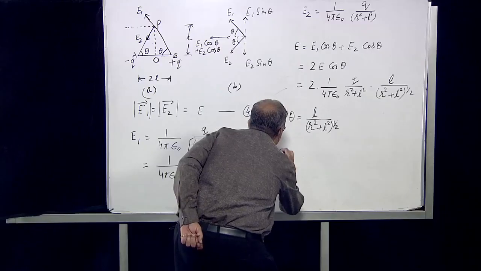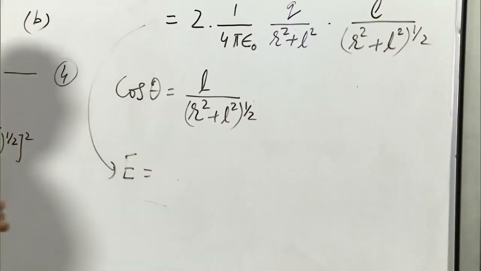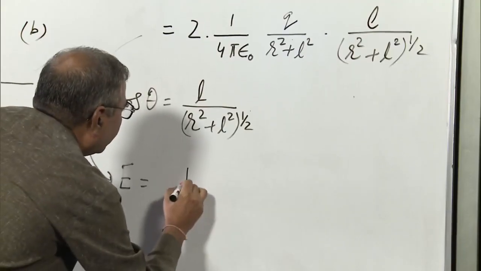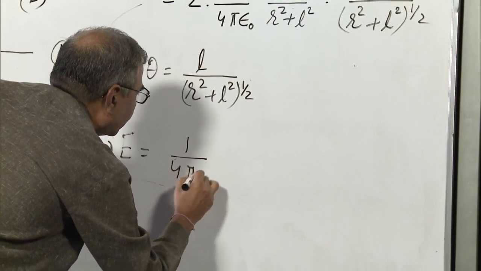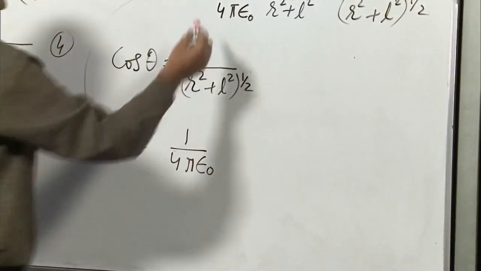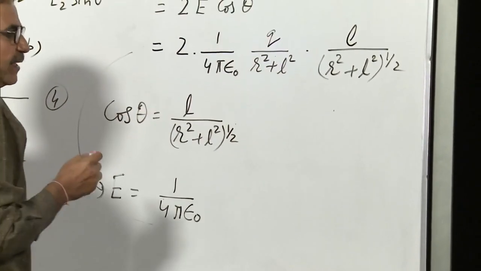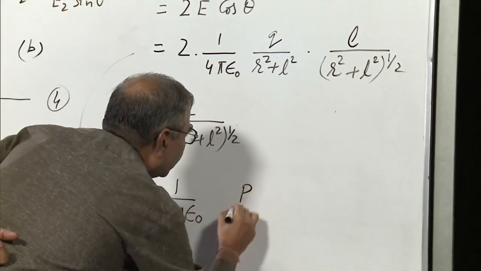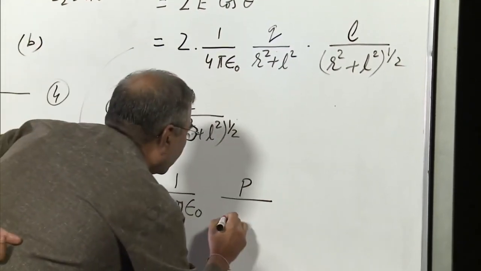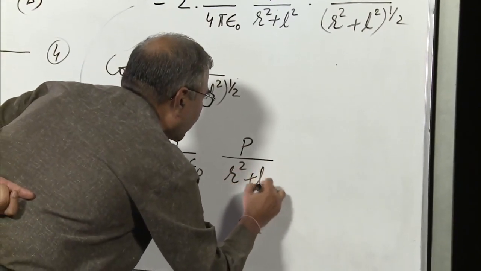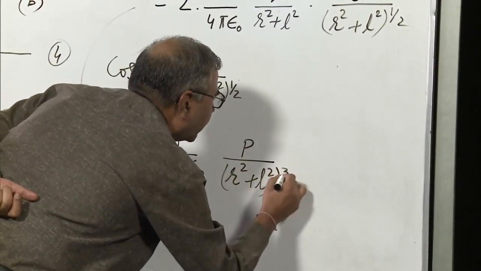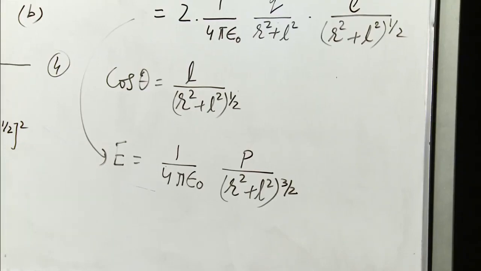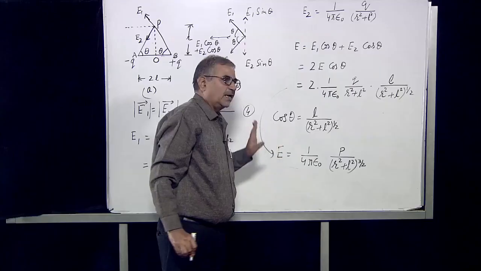Now, again writing the expression for the electric field. Using necessary mathematics, we have 1 upon 4 pi epsilon naught. This 2QL is replaced by P. We know that 2QL is nothing but P, the dipole moment. So, P upon r square plus L square raised to power 3 by 2. So, this is the expression for the electric field. We have found the magnitude of the electric field here.